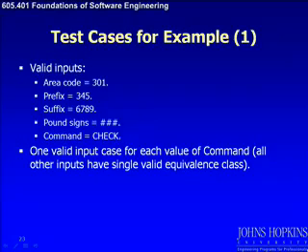So let's look at some valid inputs. A valid area code would be 301. A valid prefix is 345. That works. A valid suffix, 6789. That works. Three pound signs and one of the valid commands.